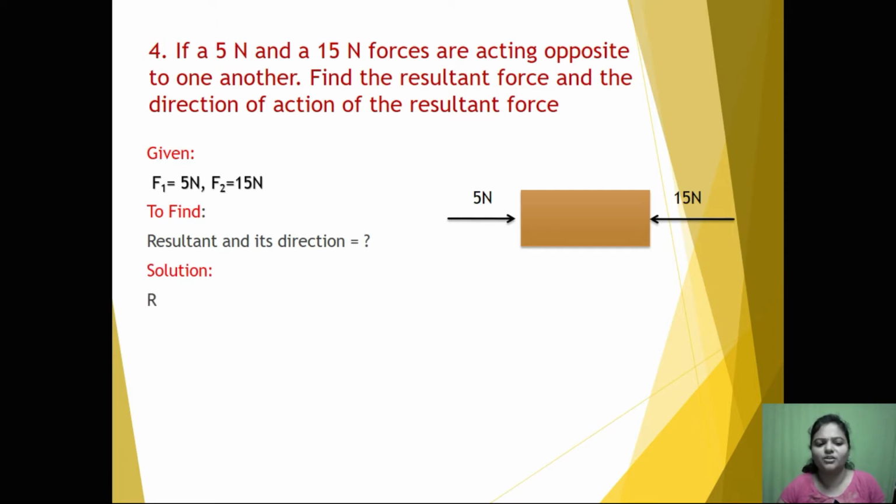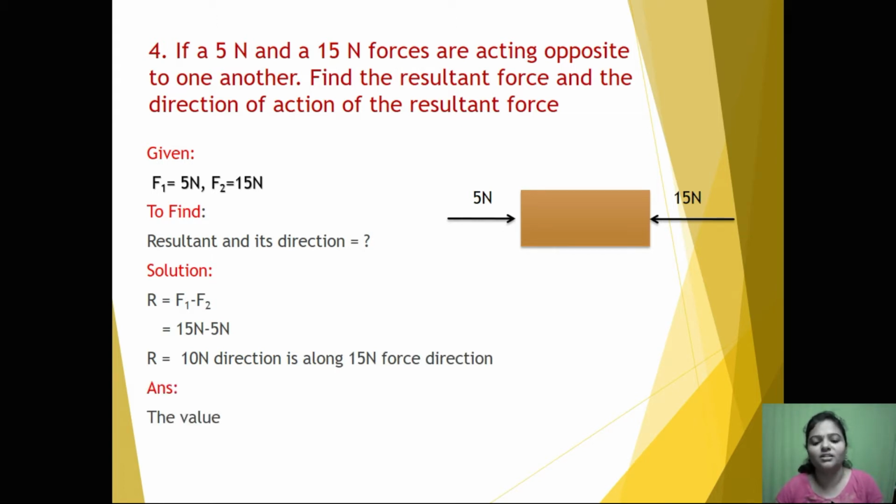So we will start the solution with the formula for the resultant. R is equal to F1 minus F2 since they are acting in opposite direction. So 15 minus 5, which is equal to 10 Newton. And the direction is always along the greater force. So here it is along the 15 Newton. So the answer is, the value of resultant is 10 Newton and the direction is along 15 Newton.